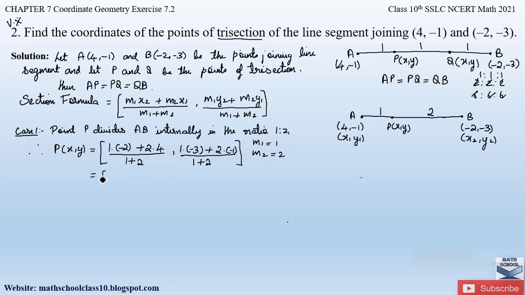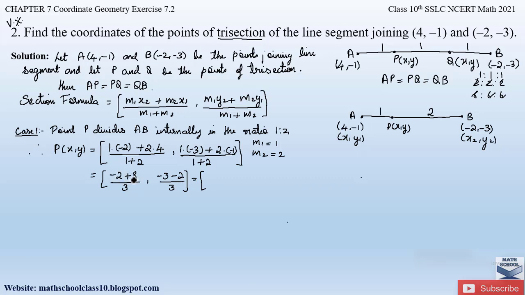So we will get here, simplifying further, 1 into minus 2 is minus 2, plus 2 into 4 is 8, plus 8, divided by 2 plus 1 is 3. Again, 1 into minus 3 is minus 3, plus 2 into minus 1 is minus 2, divided by 1 plus 2 is 3 again. So this will be equal to, what is minus 2 plus 8?